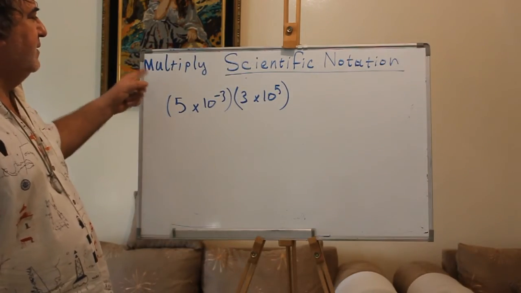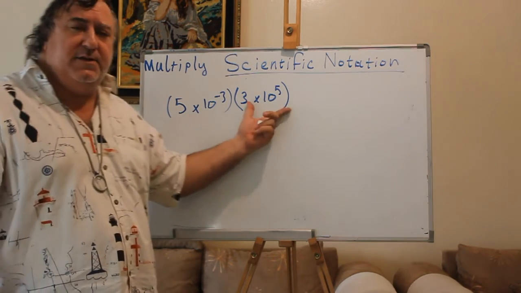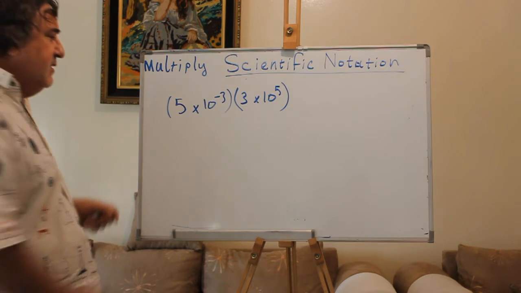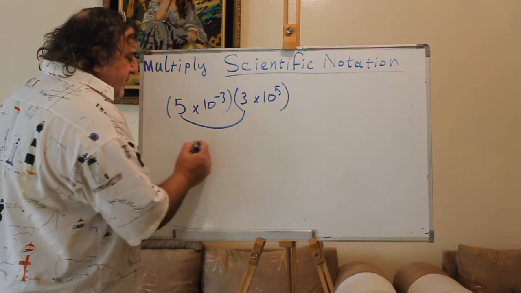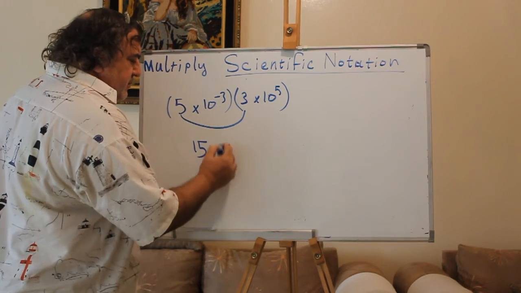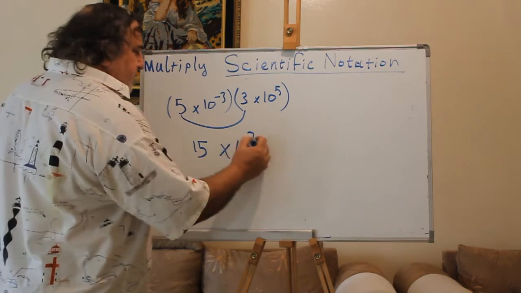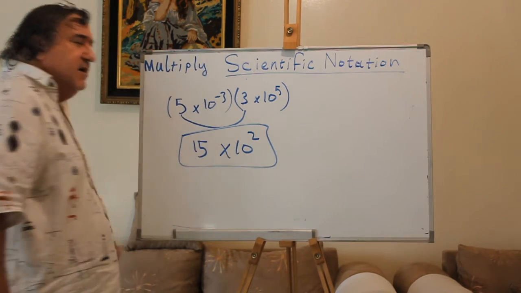Now, if you have multiplying scientific notation, suppose you have a scientific notation multiplied by another scientific notation. It's very easy. Just multiply the numbers. 5 times 3 will be 15, and add the powers. So 10 to the power negative 3 and positive 5 will give you 10 to the power 2. That's the answer. It's very easy.